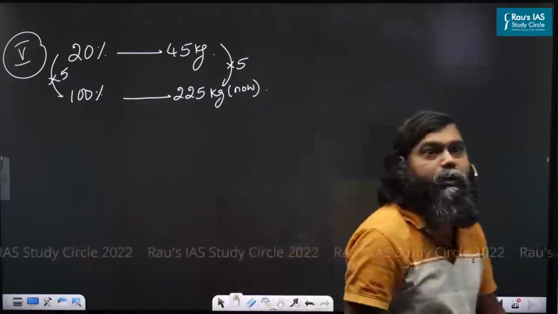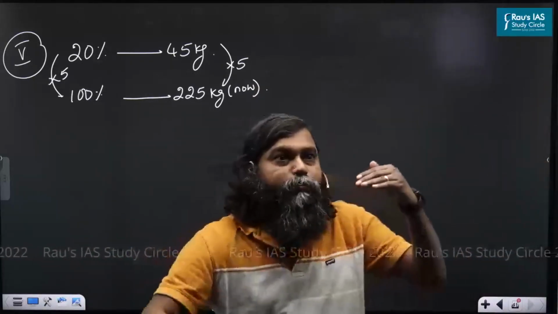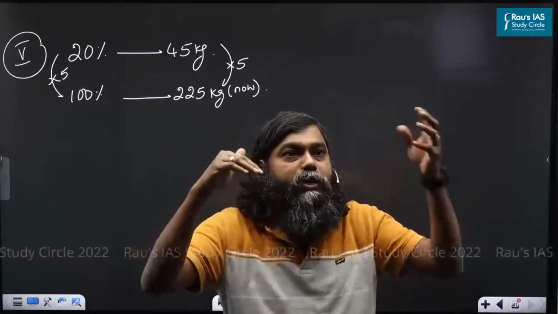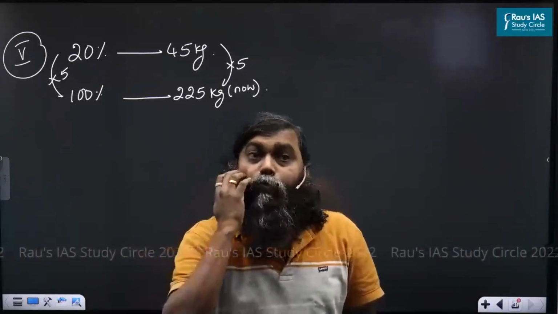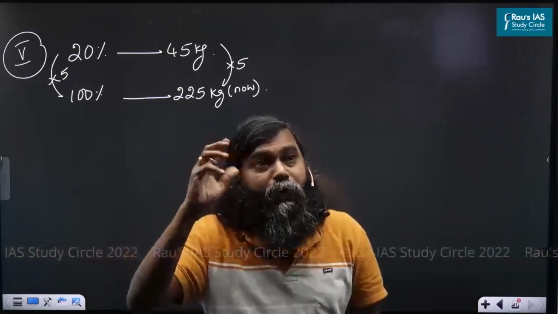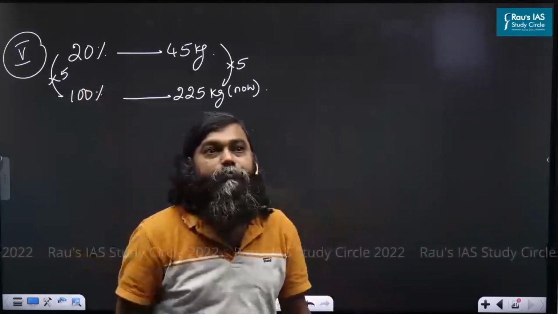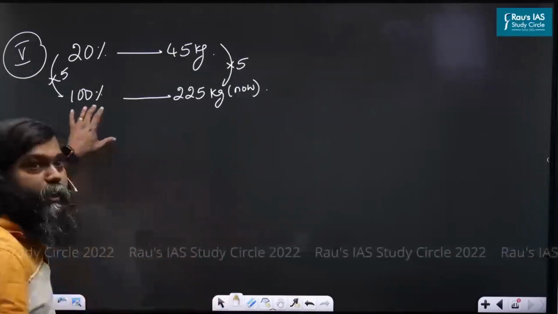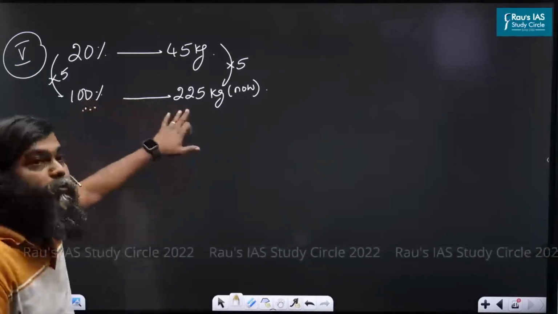Understood? Price decreased by 20%, consumption increased by 45 kg. So 20% of my money is worth purchasing 45 kg of sugar, or the 45 kg price is equal to 20% of my money. Understood? So what is 100% of my money? 100% of my money means 450 rupees, able to purchase 225 kg now.